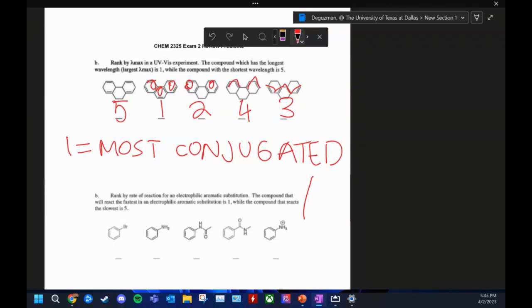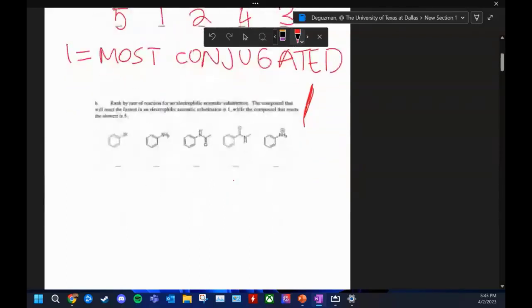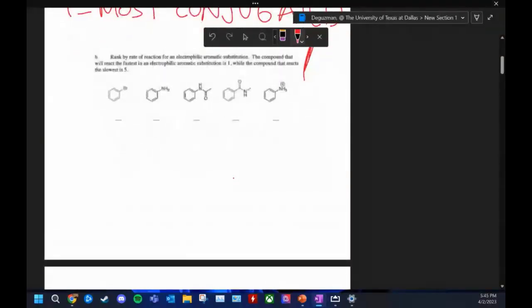Let's take a look at the next one. Yes, I'll use the mouse. Okay, so also letter B. So we're going to be ranking by the rate of reaction for an electrophilic aromatic substitution.